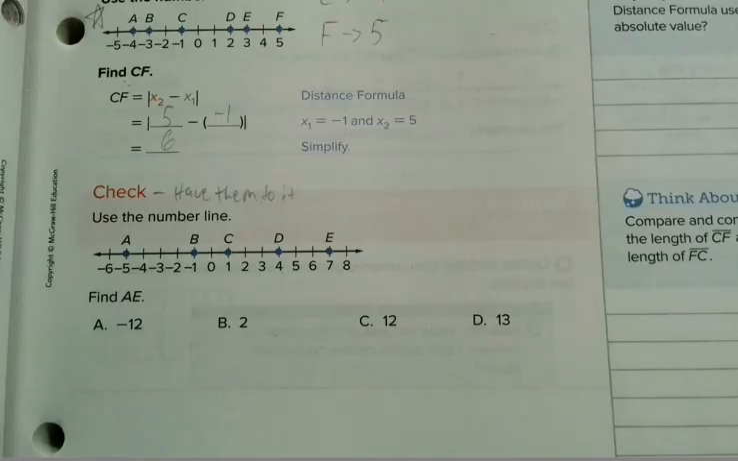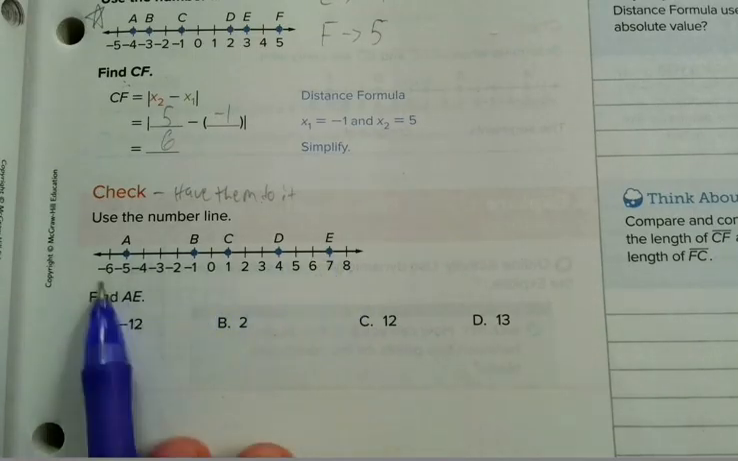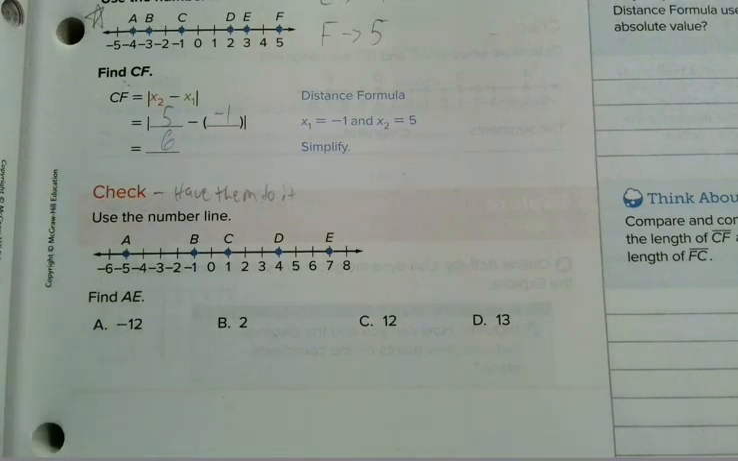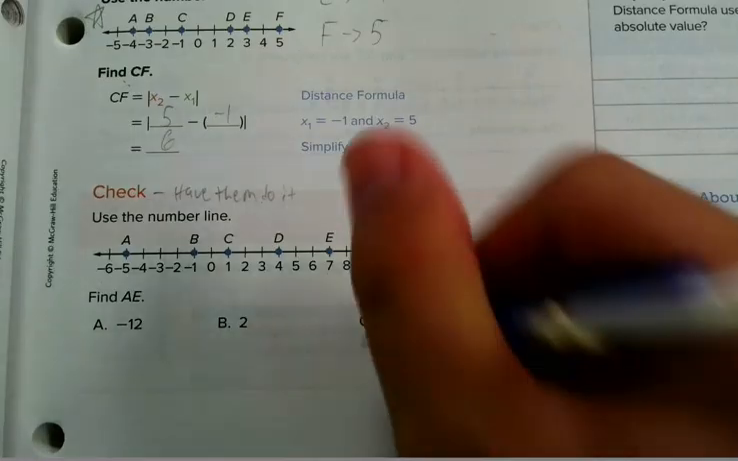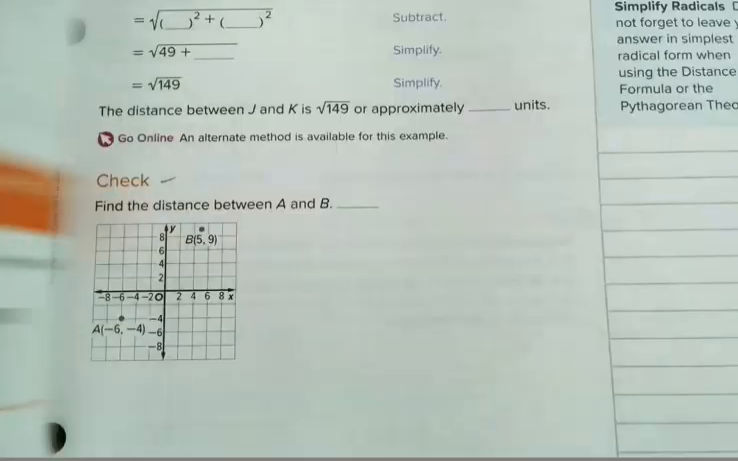All right, is it A, B, C, or D? C, right? We're trying to figure out A to E, and we know that E is at 7, A is at -5, and so we do 7 minus -5, which is 12. Bam. Very good. Go ahead and turn the page.